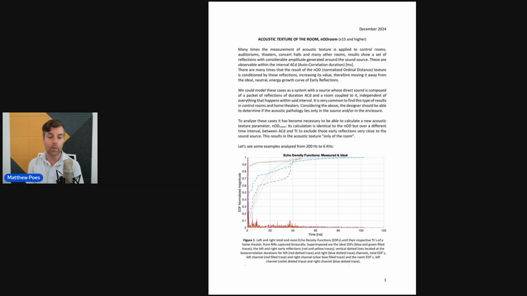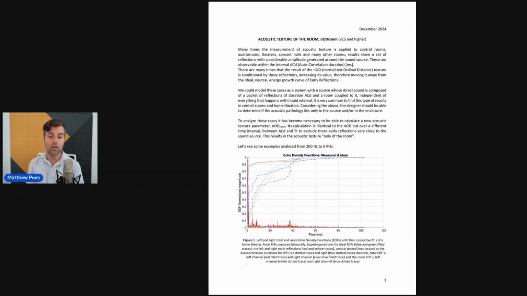So we went through that before. We could model these cases as a system with a source whose direct sound is composed of a packet of reflections of duration ACD and a room coupled to it, independent of everything that happens within said interval. It is very common to find these types of results in control rooms and home theaters, so often what we're dealing with. Considering the above, the designer should be able to determine if the acoustic pathology, in other words, the problem, lies only in the source and or in the enclosure. To analyze these cases, it has become necessary to be able to calculate a new acoustic texture parameter, the normalized ordinal distance of the room.